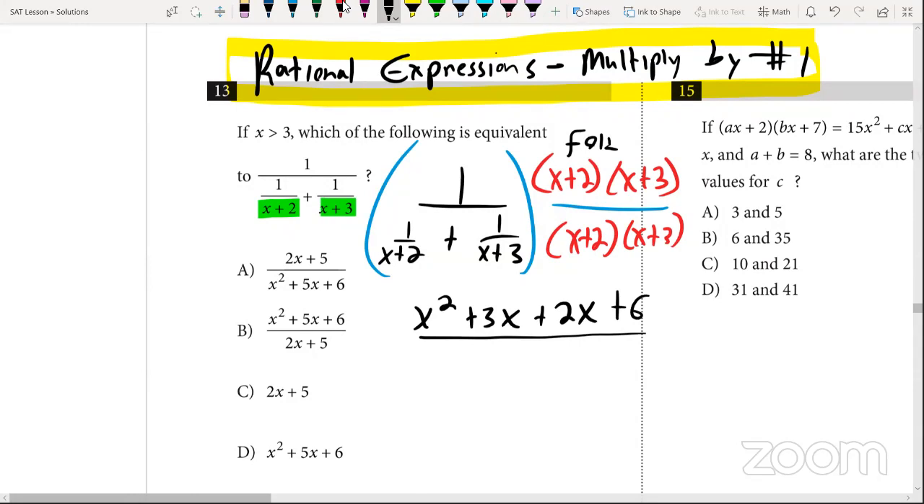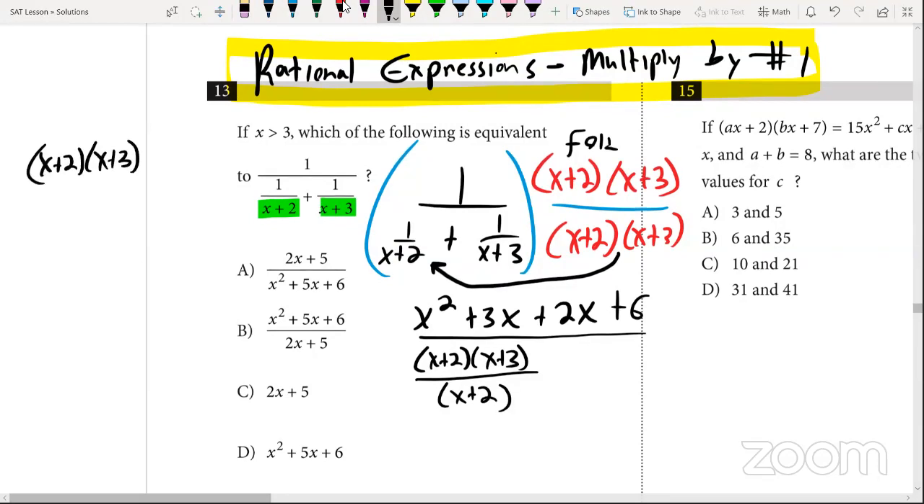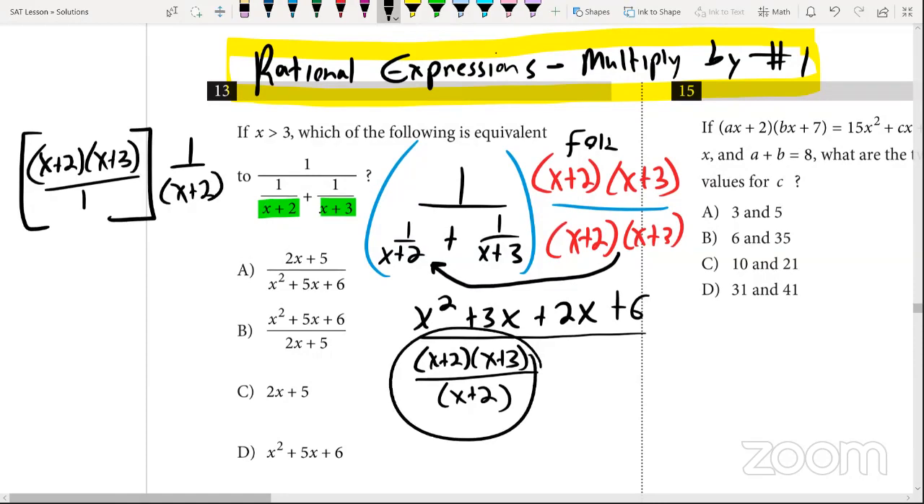In the denominator, we have the x plus 2, x plus 3 being multiplied by this. And when you do that, it looks kind of like this. X plus 2 times x plus 3 over 1 being multiplied by 1 over x plus 2. So I could maybe show that off to the side. X plus 2, x plus 3 over 1 was multiplied by 1 over x plus 2. So when you multiply it together, it looks like what we have right here.